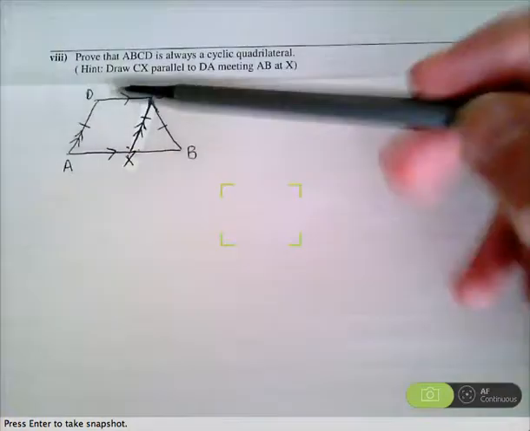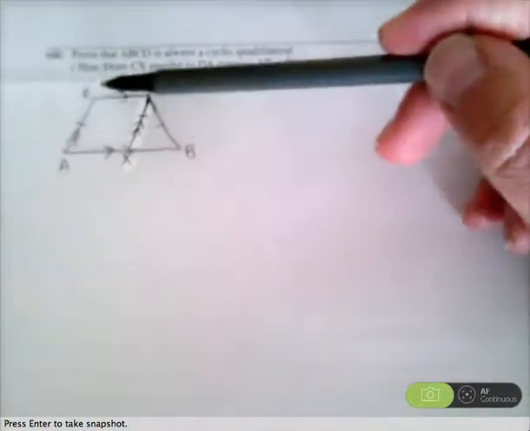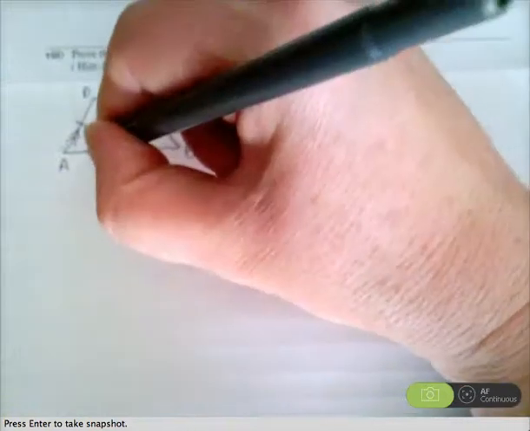So, as I was just saying, it's a parallelogram, so DA equals CX. We know that the length DC equals the length AX. I'll just put some indicators there.